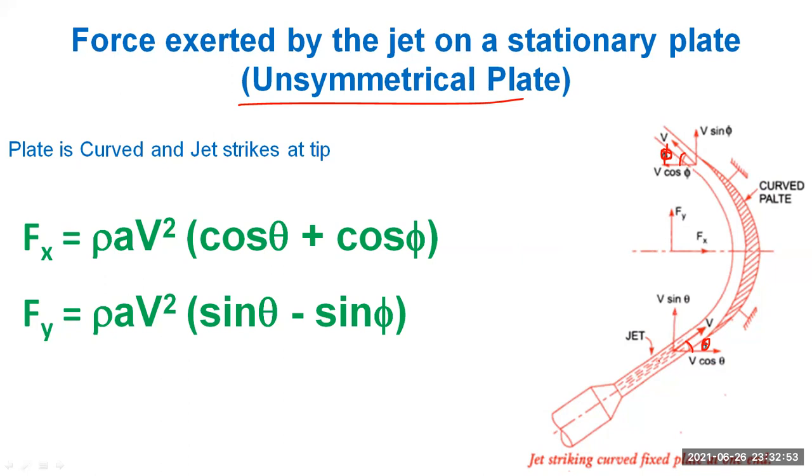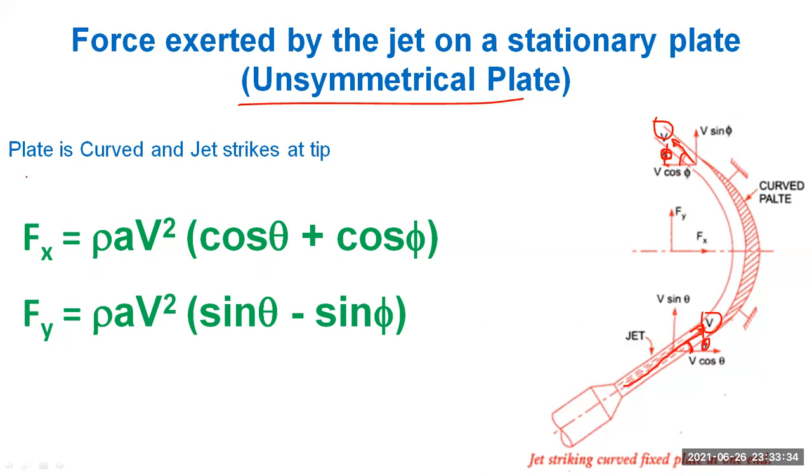Here also we have considered a jet of water coming through the nozzle, striking in the tangential direction at an angle theta at one end of the plate, and coming out through the plate with an angle phi, because it is unsymmetrical. The angle will be different, the direction will be different. And here also we have assumed the plate to be a smooth plate and there is no loss of energy. So the magnitude V remains the same as we have assumed the plate to be smooth.